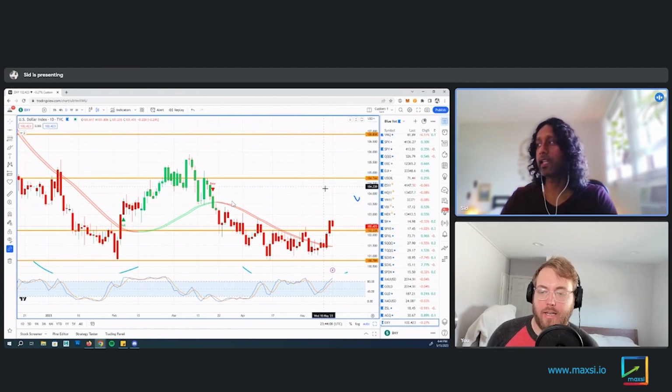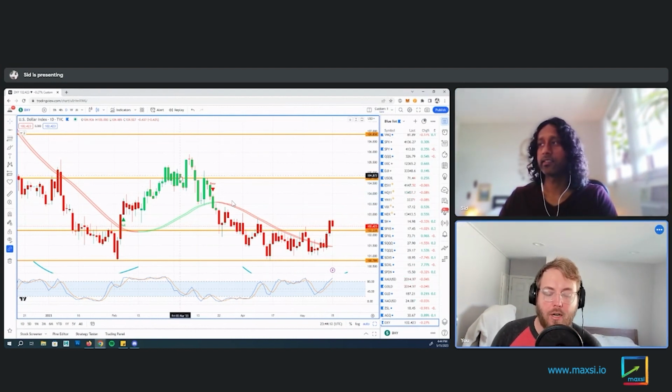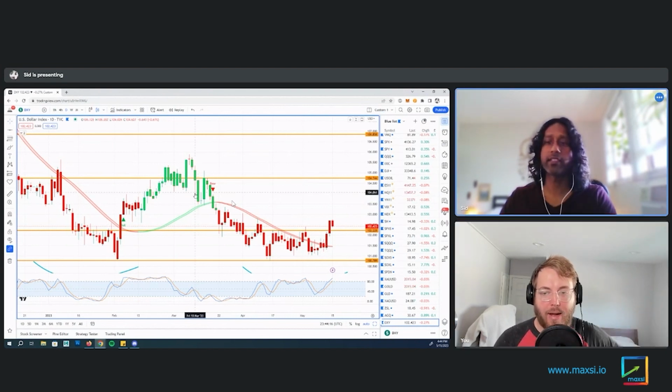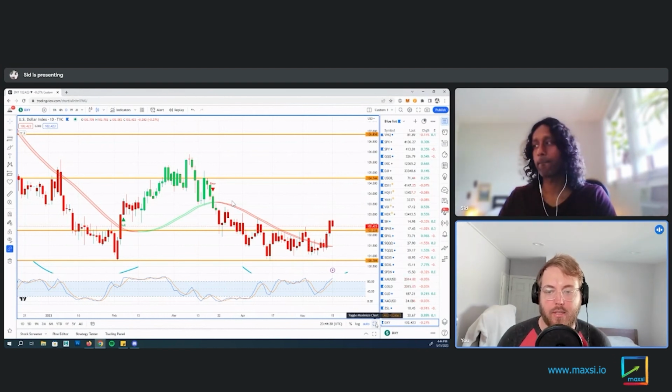So in that example, you can see we never really did close above the line and then bounce off of it. We were only trending around, and then it fell straight back below, and that line very much has been resistance since then. Exactly.